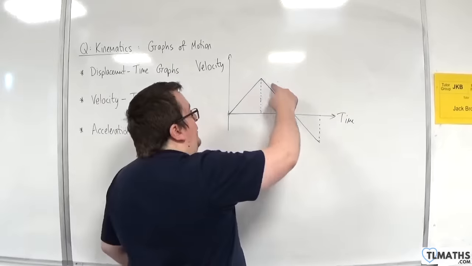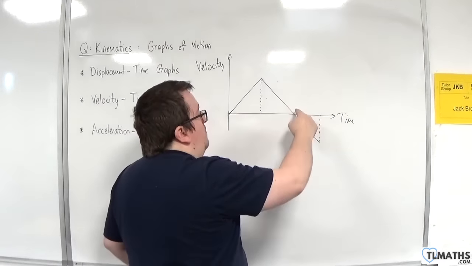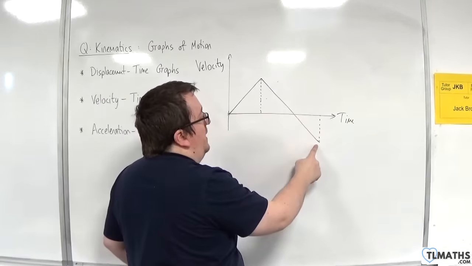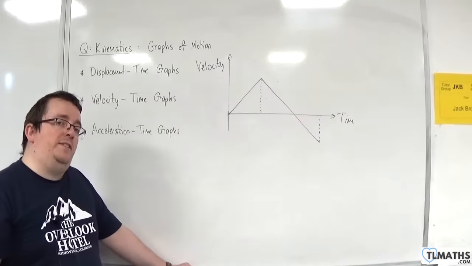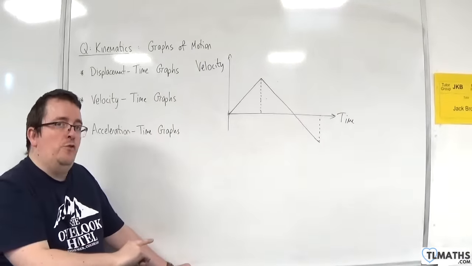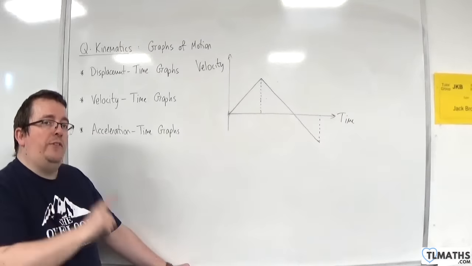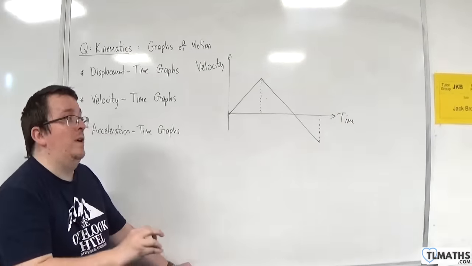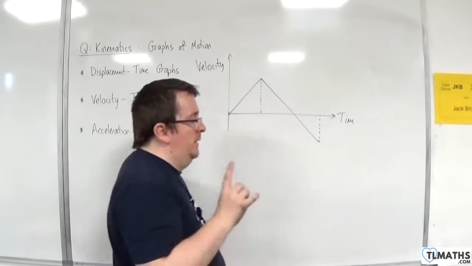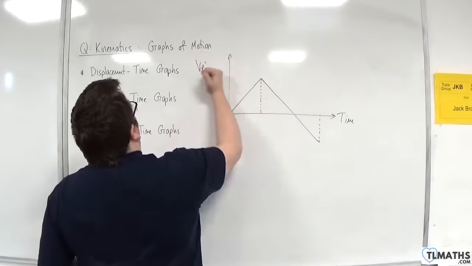So I am decelerating here. But the minus 2 represents something different here because I'm no longer decelerating. I'm actually accelerating, but in the negative direction. So a negative acceleration could mean that I'm decelerating or accelerating in the negative direction. So be aware of that.